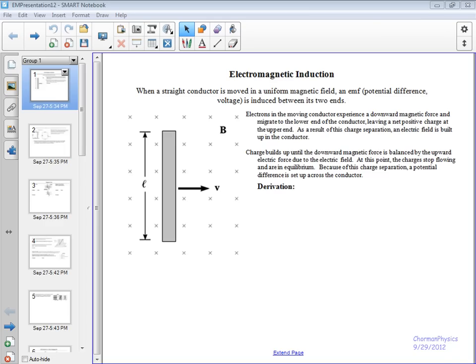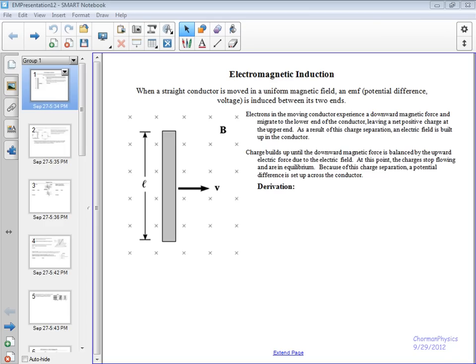All right? And what we will see is an EMF, or a potential difference. It's something we also call voltage. It's going to build up between both ends of our free-floating conductor. So what happens is that electrons in the moving conductor will experience a downward magnetic force, if we follow the diagram that we have here. And what that ends up doing is leaving a net positive charge at the upper end.